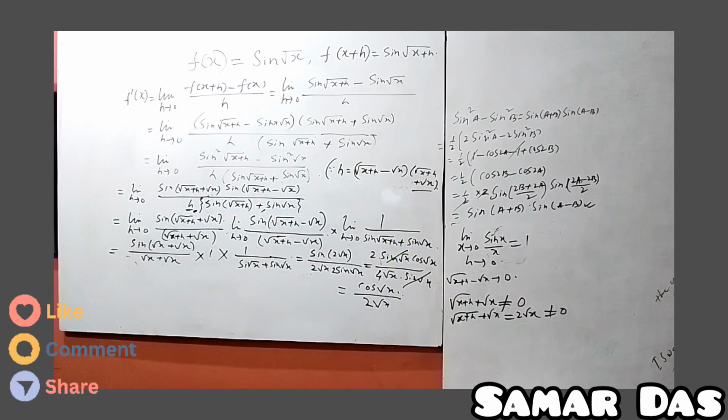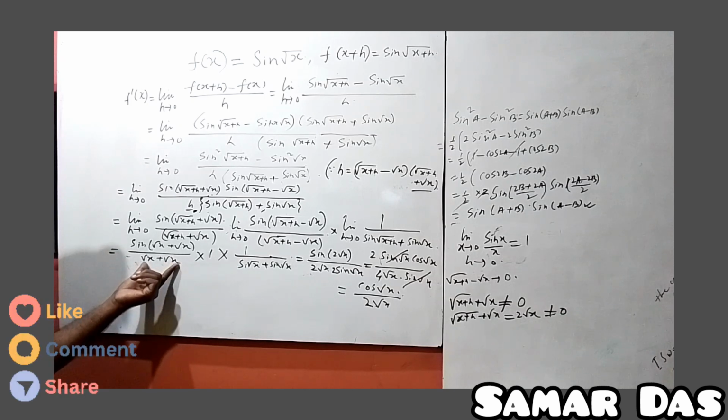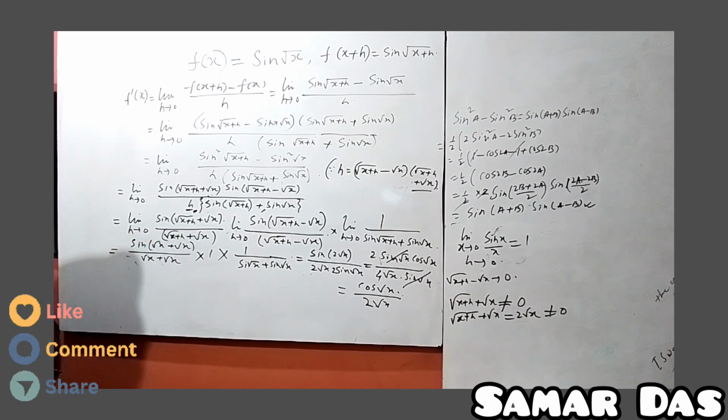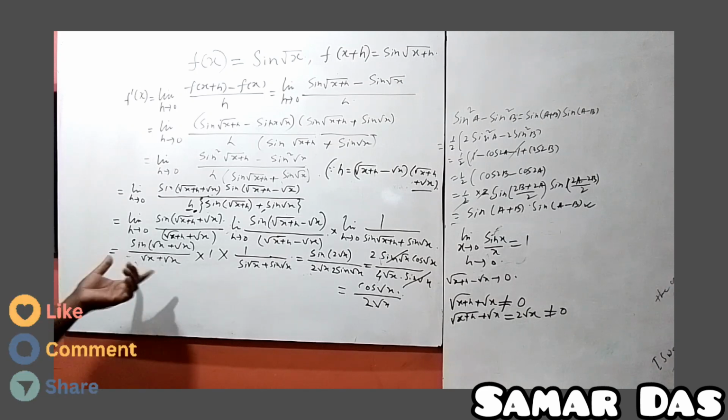So see carefully, this is never 1. The approaching value is sine 2 root x by 2 root x. As we see here, x does not approach 0. If x approaches 0, then we can write 1. But here h approaches 0. See carefully. Okay, so this step is wrong.